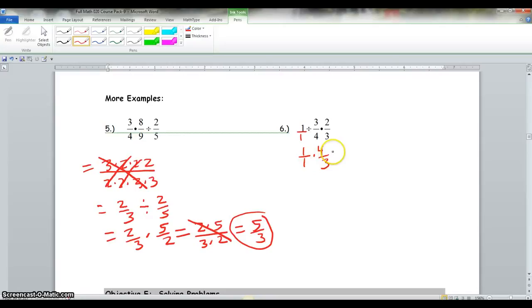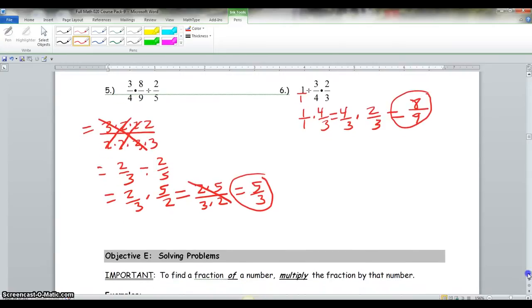So 1 times 4 is 4, and 1 times 3 is 3. So we have 4/3 times the 2/3 that was left over. Now, we know 4 breaks down to 2 times 2, and we would have 3 2's and 2 3's, which we cannot simplify out. So we'll multiply. 4 times 2 is 8, and 3 times 3 is 9. So that is our final answer.